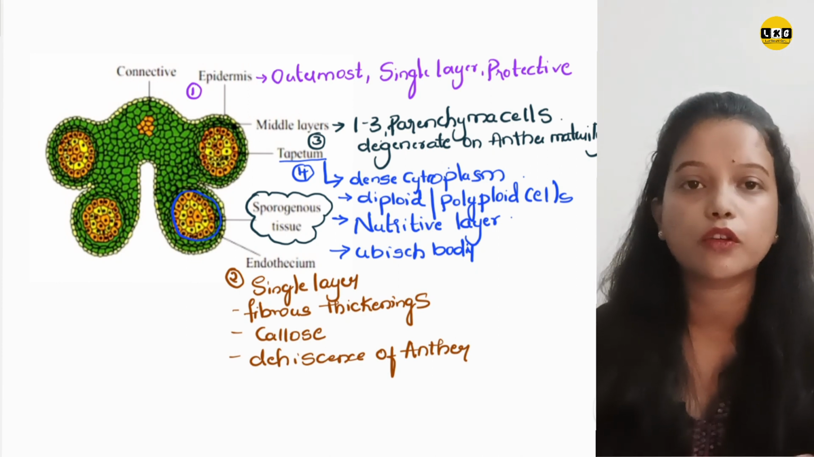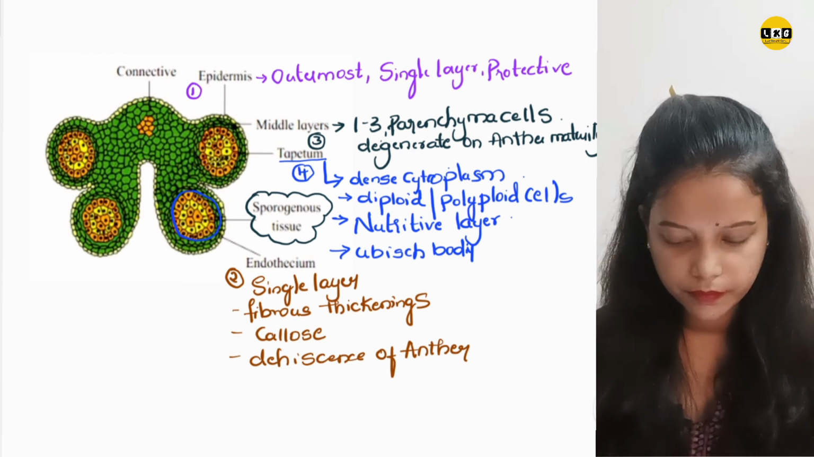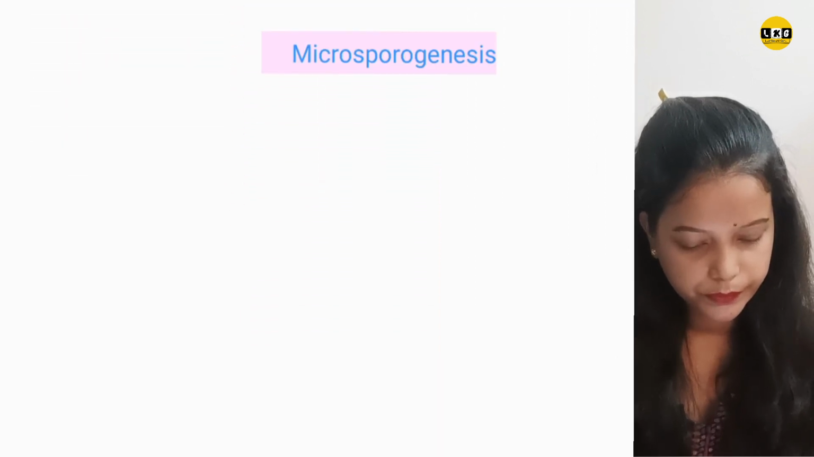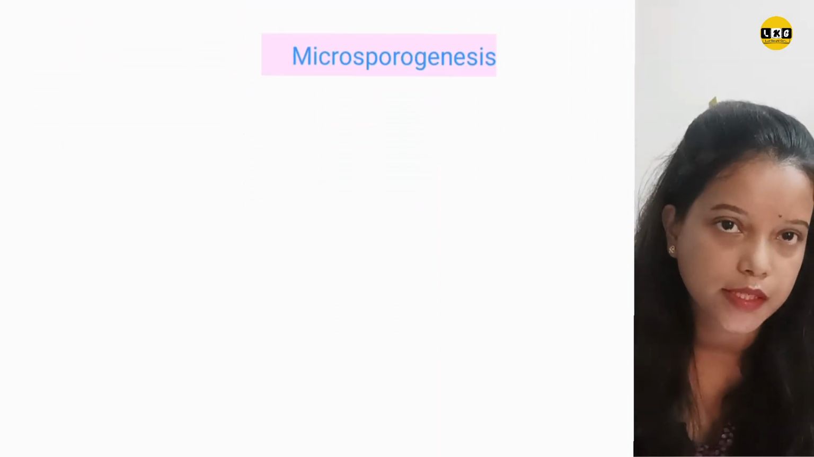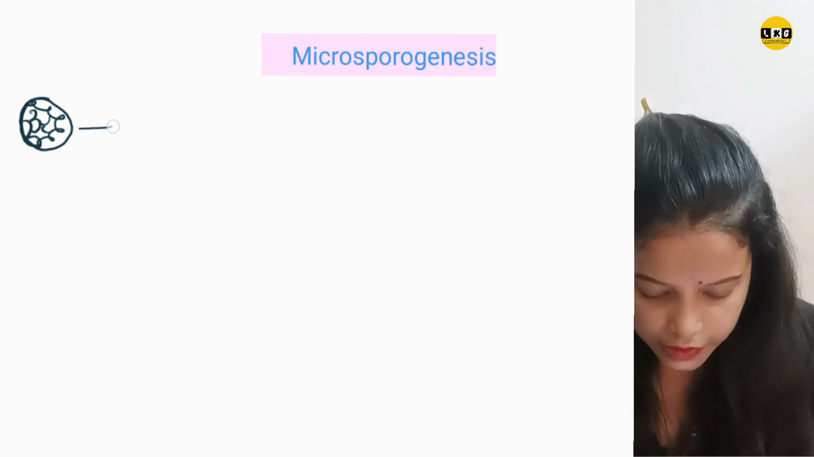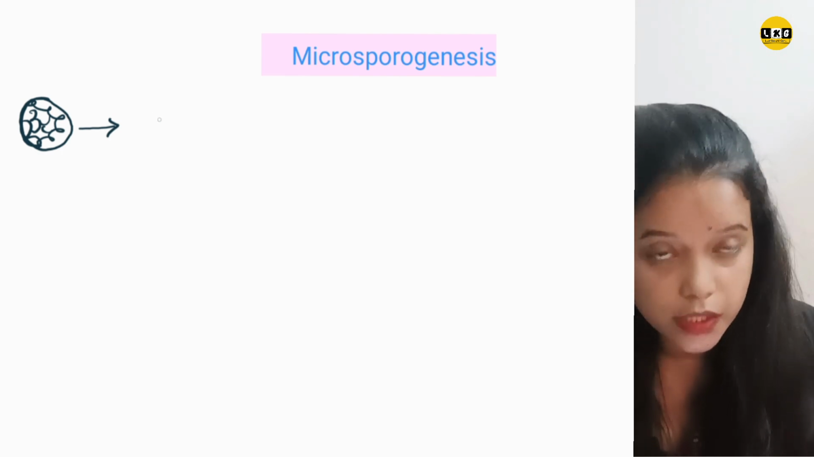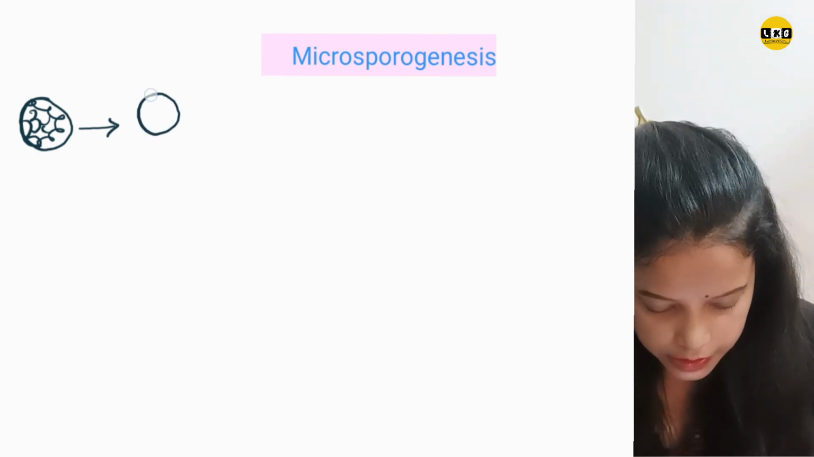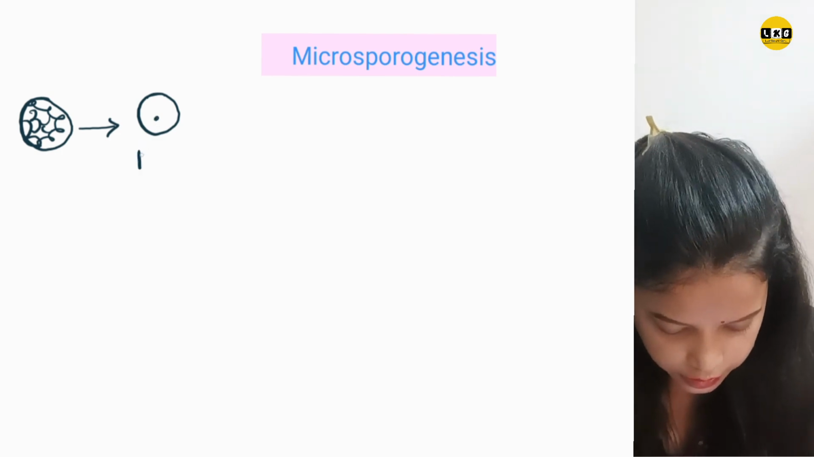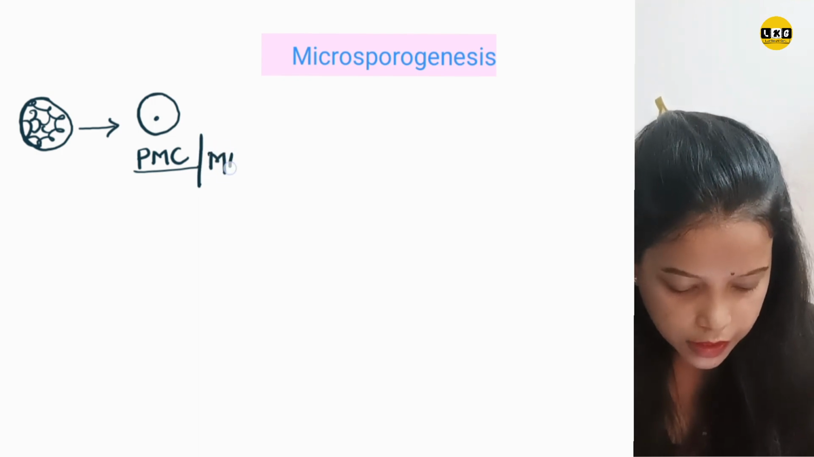Now let's see microsporogenesis. Okay. What is microsporogenesis? As I told you, this is the pollen sac. Inside the pollen sac there is lots of sporogenous tissue. And what is each cell of sporogenous tissue known as? Each cell of the sporogenous tissue is known as pollen mother cell. So let me draw a pollen mother cell. This is a pollen mother cell, or PMC we call it, or microspore mother cell, MMC.